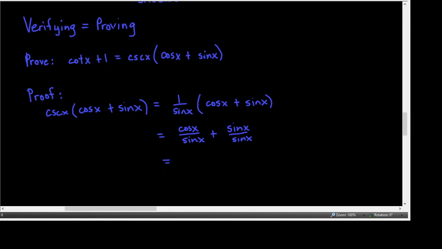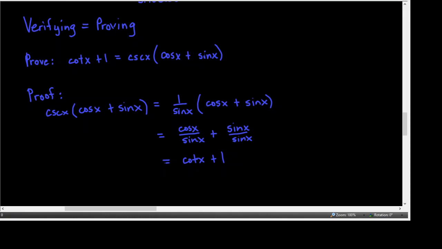It's working really nicely because cosine x over sine of x is cotangent of x, and sine of x divided by itself is 1. And so we now have the other side of the equation that we've shown is the same thing as the left side. Once we've done algebraic and trigonometric work on that one side, we turned it into the other side.